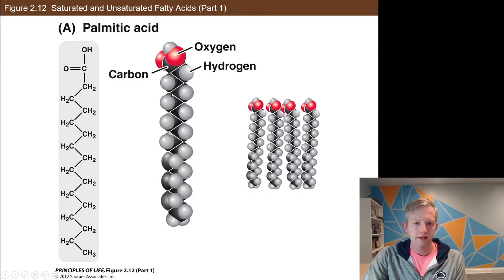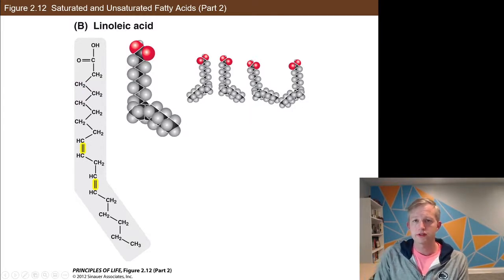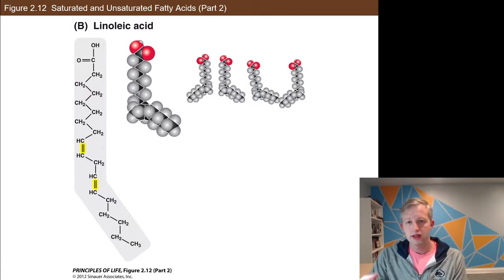So here we have palmitic acid, which is a saturated fat, and you can see how it stacks sort of evenly here next to each other because it has this very straight shape. Meanwhile, linoleic acid has these double bonds, and what that causes is a kink and change in the shape of the fatty acid chain, and they don't stack as well, which actually leads to a whole list of characteristics of what we find with saturated versus unsaturated fats.